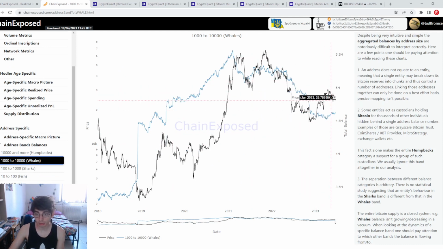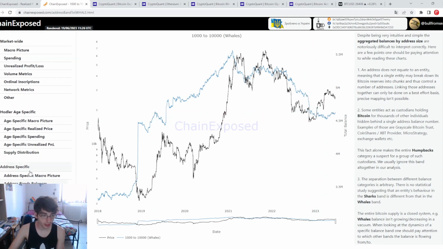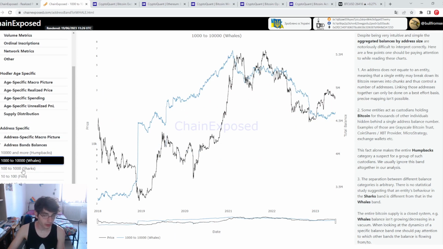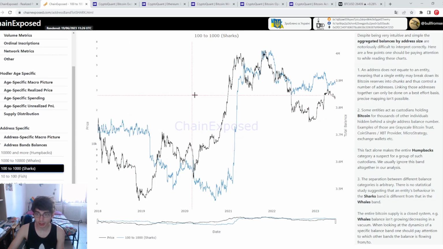Even the whales are more or less at the same level since the bottom, so they are not accumulating that much. That could mean, obviously, that they think the price will go much lower than 16k, or they think that there is still time to accumulate for the next big drop down. That's obviously what you can think of.